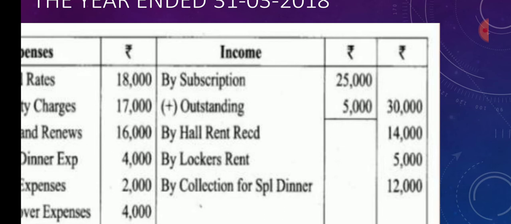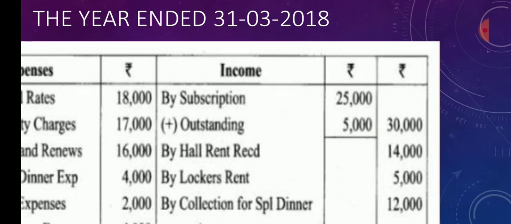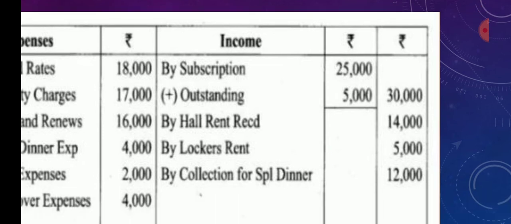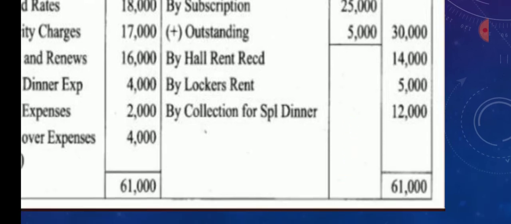The 5,000 is the outstanding subscription for the current year 2018. So outstanding 5,000. 25,000 plus 5,000 is 30,000. By hall rent received 14,000. By lockers rent 5,000. By collection for special dinner 12,000.